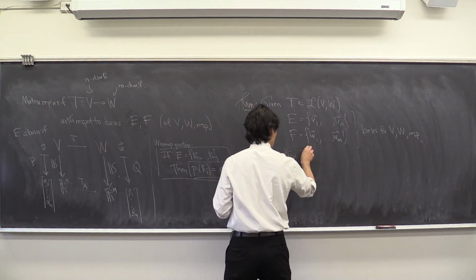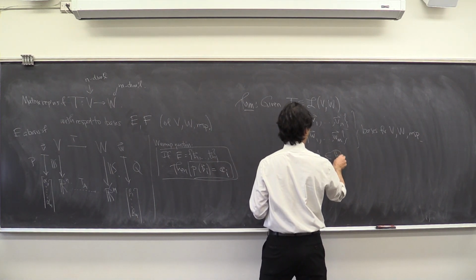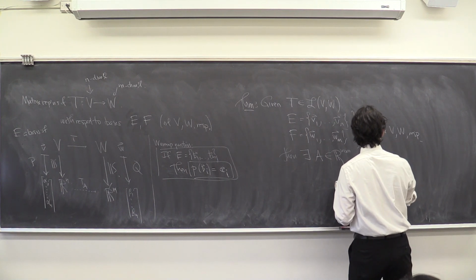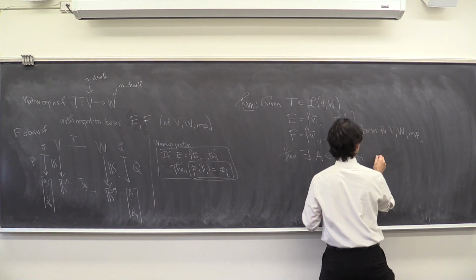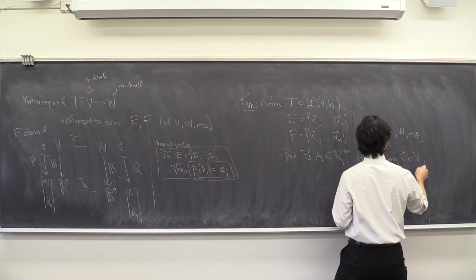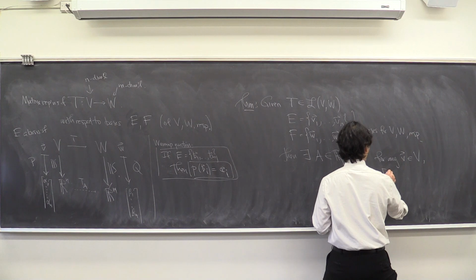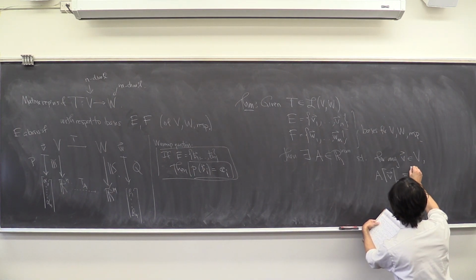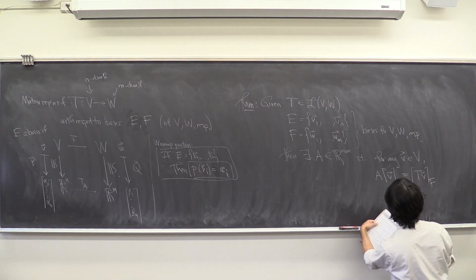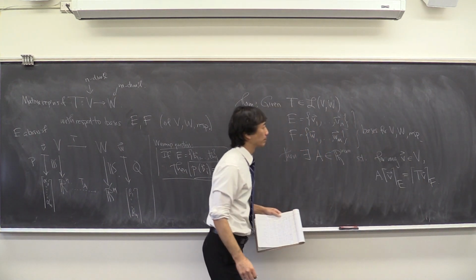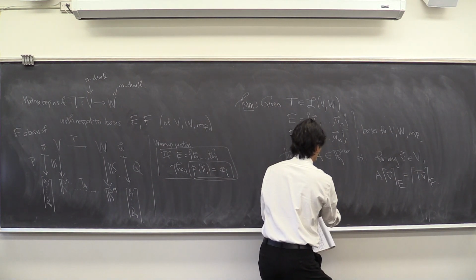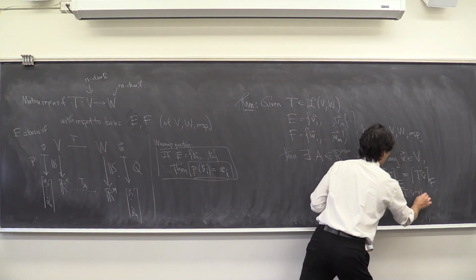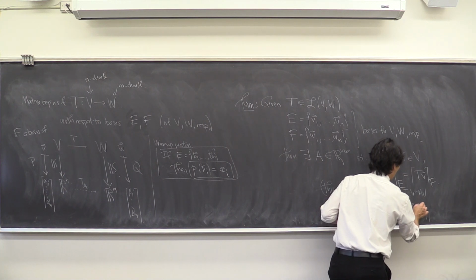Then there is a matrix A, an m by n matrix, such that for any vector v in V, A applied to the coordinate vector of v with respect to E is the same thing as the coordinate vector of Tv with respect to F. This matrix A is called the matrix representation of T with respect to bases E and F.